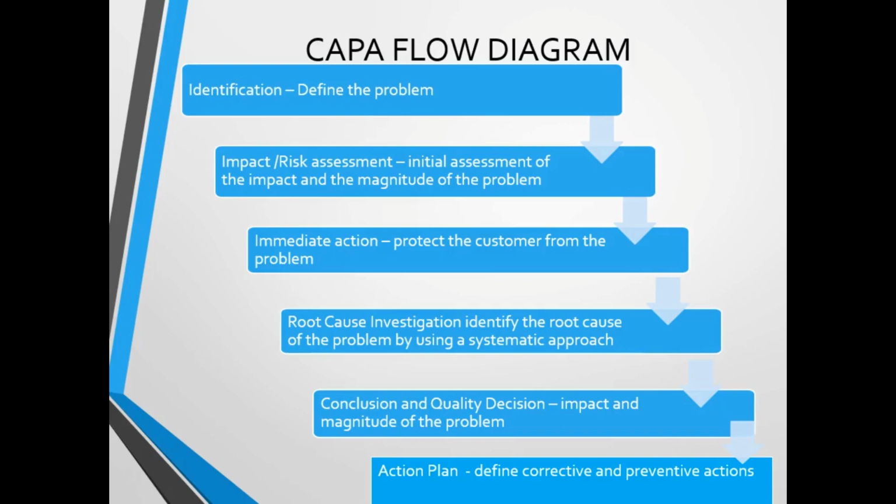This CAPA flow diagram gives a visual of how you carry out your change, corrective and preventative action. The first thing that you do when you're working through a CAPA is to identify the issue, or identify the problem.